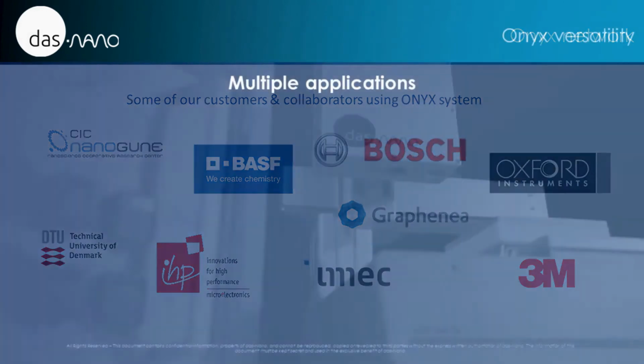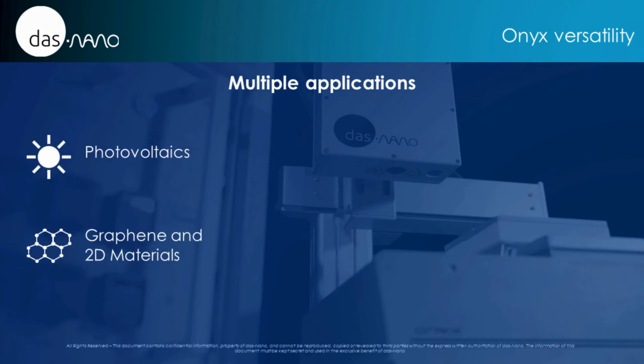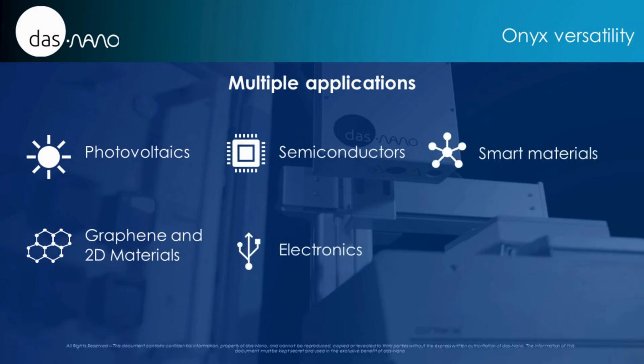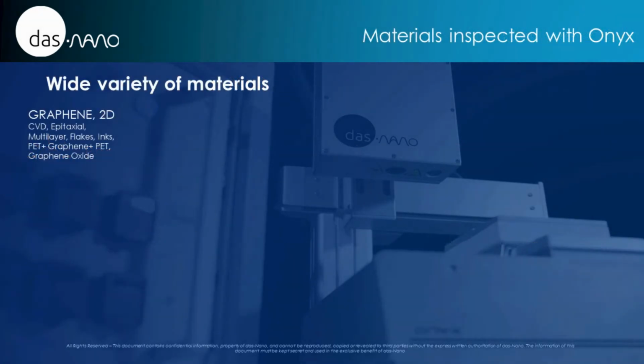ONYX can be used for the characterization of a wide range of materials in a number of applications and industries, such as photovoltaics, graphene and 2D materials, semiconductors, electronics, smart materials, and advanced coatings and composites. ONYX can be used to examine many types of graphene and 2D materials.